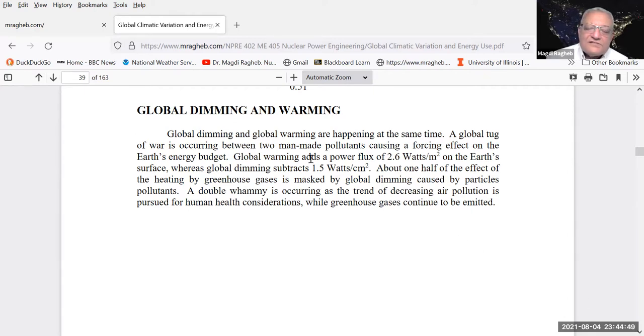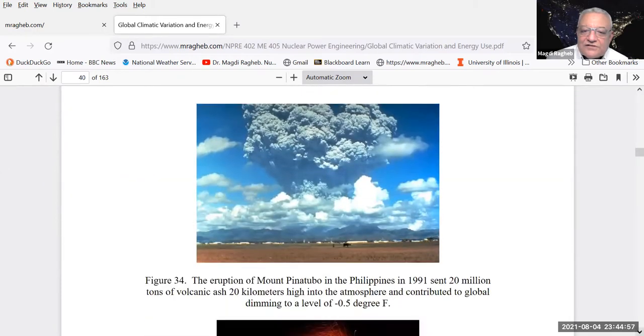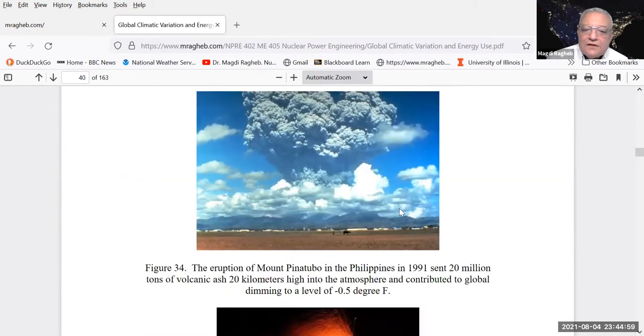However, as I suggested, there are effects that cause warming, but also effects that cause dimming or cooling. And as I suggested, volcanic eruptions, that's the eruption of Mount Pinatubo in the Philippines in 1991, it sent 20 million tons of volcanic ash. So that volcanic ash is dust. That is a cooler of the Earth's surface. In addition, volcanoes also send sulfur dioxide to the atmosphere.